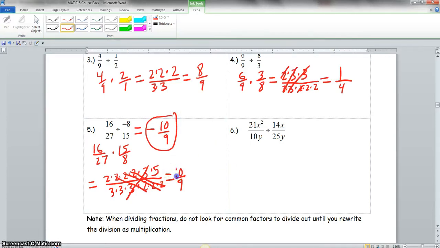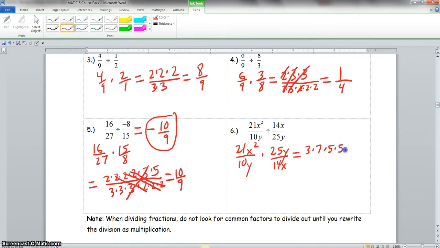Okay, now we go here to problem number 6. Now again, we take this first fraction, keep it the same. Change division to multiplication, and take the reciprocal of the second fraction. Now, we can take the prime factorization. Now I say take the prime factorization of the numbers first. So the prime factorization of 21 is 3 times 7. The prime factorization of 25 is 5 times 5.